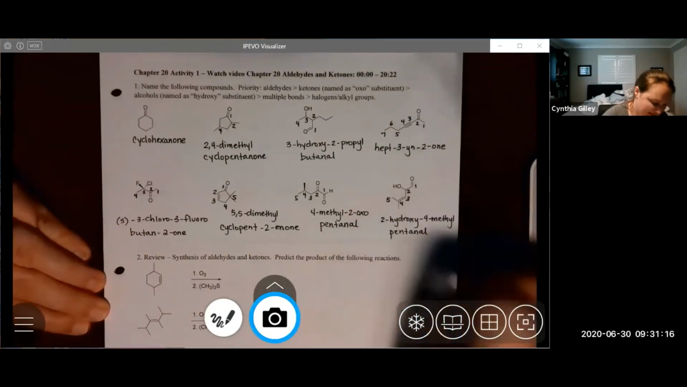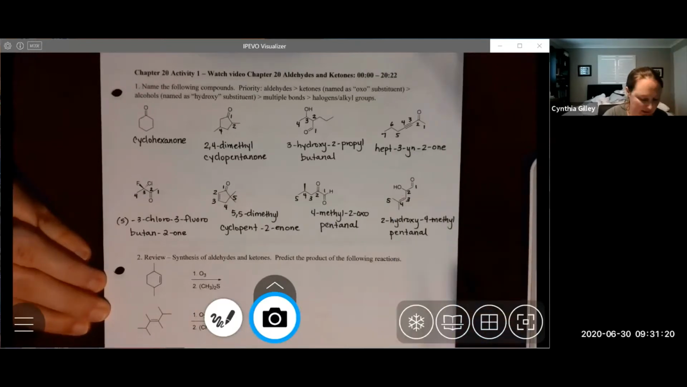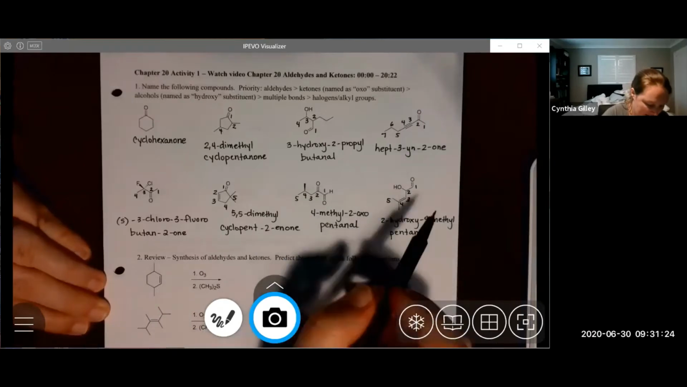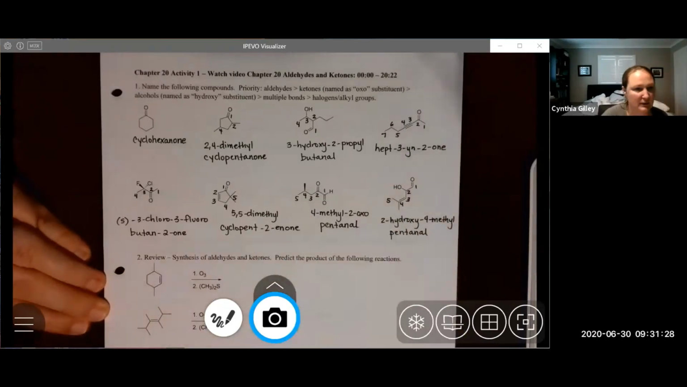Whenever I see a double bond, I think to myself, is this E or Z? And if so, I would put that information here at the beginning. But because it has these 2 identical methyls, it's neither E nor Z. No. Okay, moving on to the review.